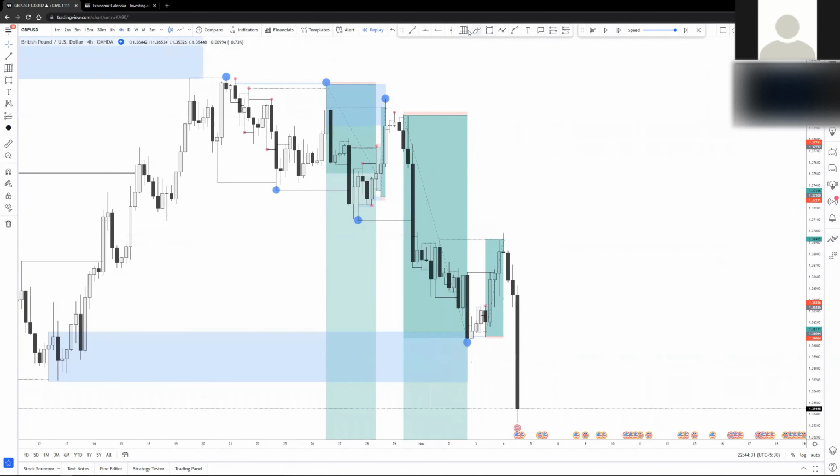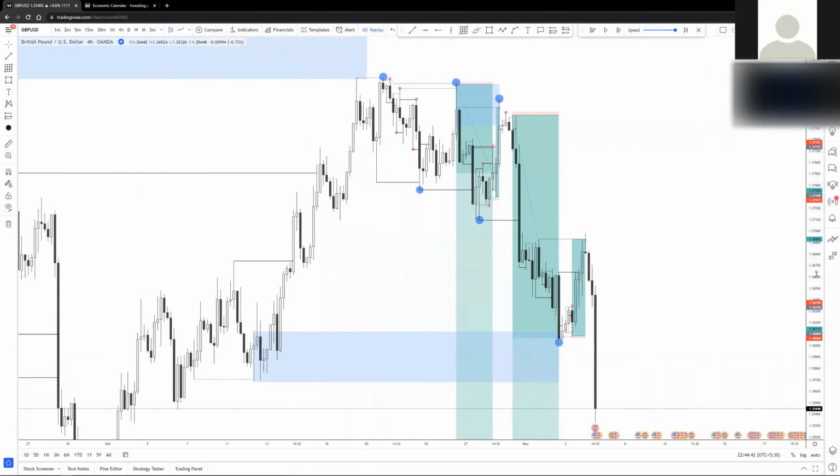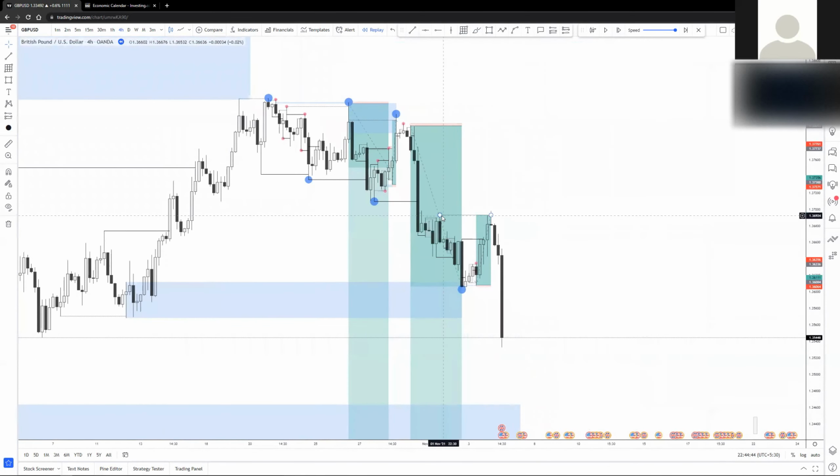Because the equilibrium level was so close, I was expecting at least a tap into the equilibrium. But see how close it was. At least a tap into this area, but never did. Okay, it just dropped. Can't help it. So it has taken out liquidity and it has given you a breakout structure.